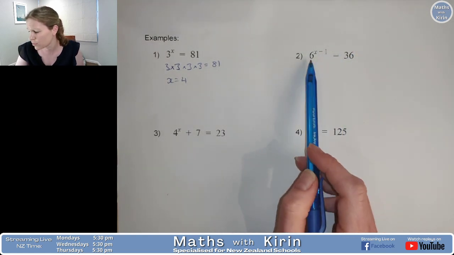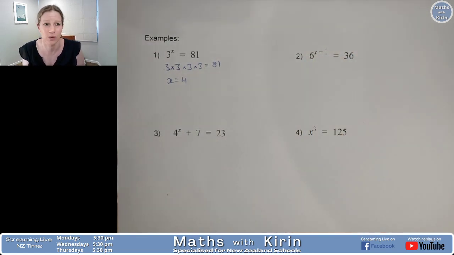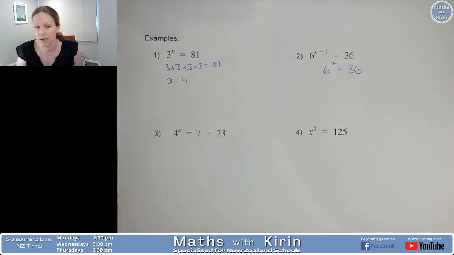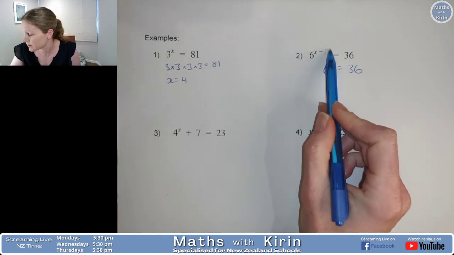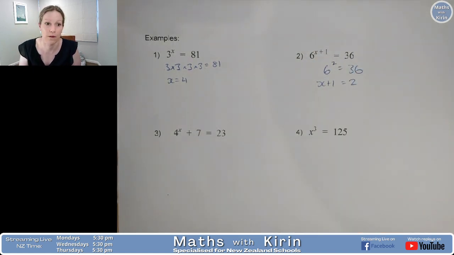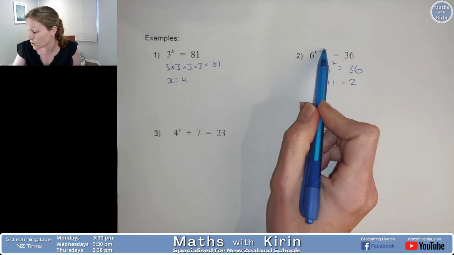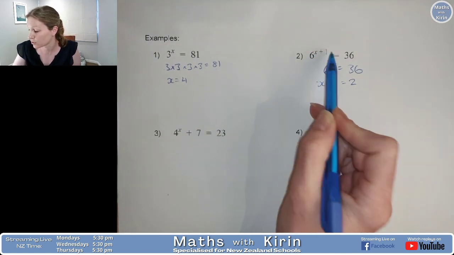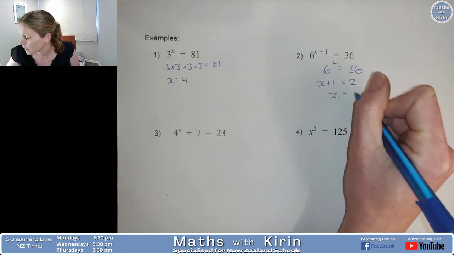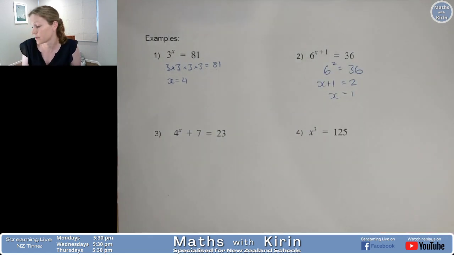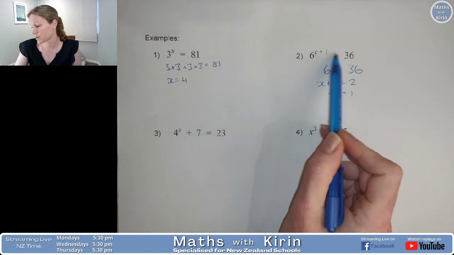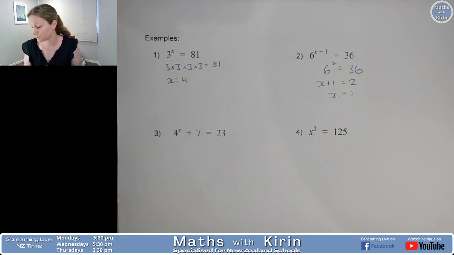For the second example, we've got 6 to the power of x plus 1 is equal to 36. We know that 6 squared is equal to 36, so that means x plus 1 must be equal to 2, in which case we've now got a linear equation. Isolating our x, we get x is equal to 1. That makes sense: 1 plus 1 is 2, and 6 to the power of 2 is where our 36 comes from.